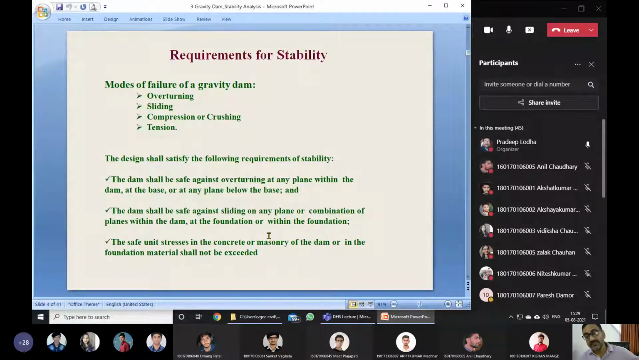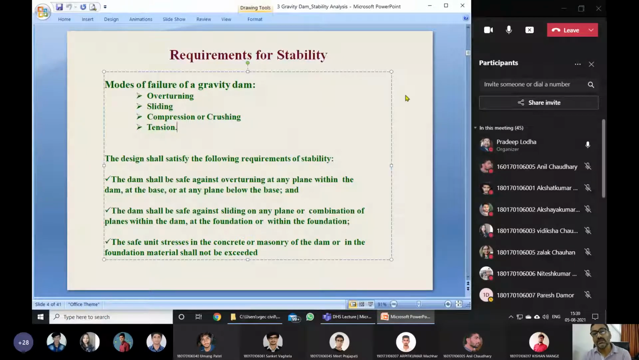So there are basically, as I mentioned many times, 4 types of failure, or the mechanisms by which failure of the gravity dam could take place.